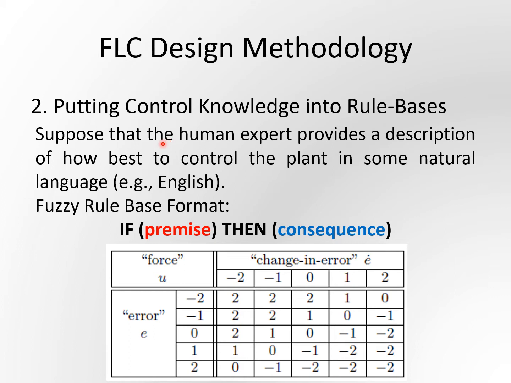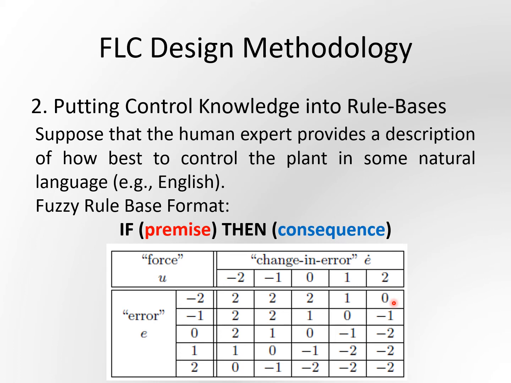Before that, we would like to put them into a rule base. Suppose that the human knows certain functions of the plant in some natural language, so we can set up this matrix sort of thing, the FAM. In terms of numbers, change in errors: these are the numbers, negative, 0, positive. The errors: negative, 0, positive. You can have more, it's up to us. And the output is the force U.